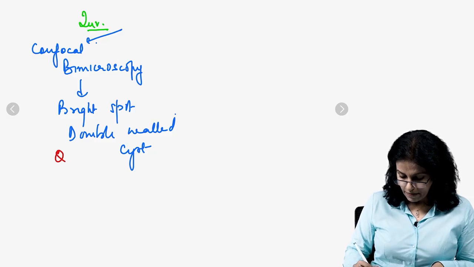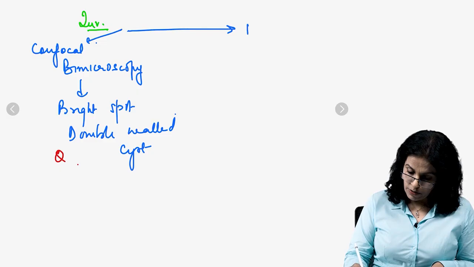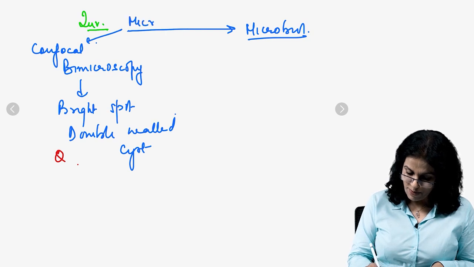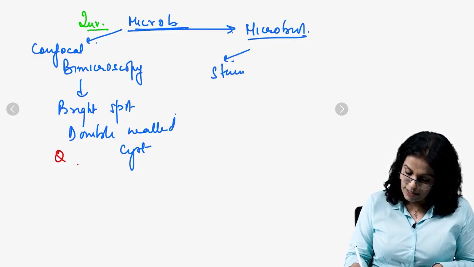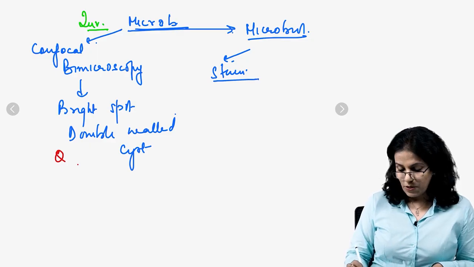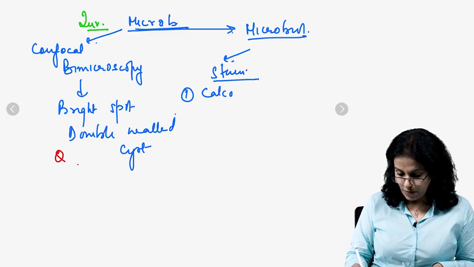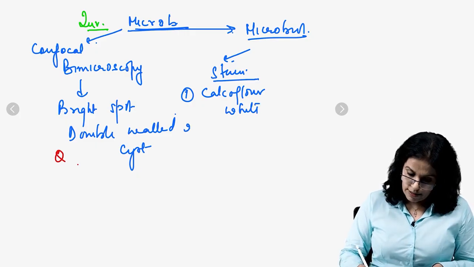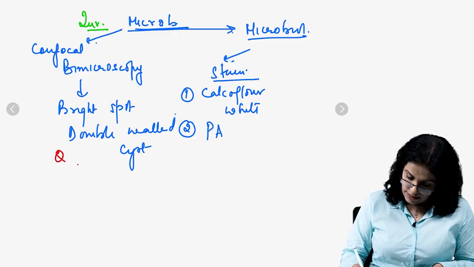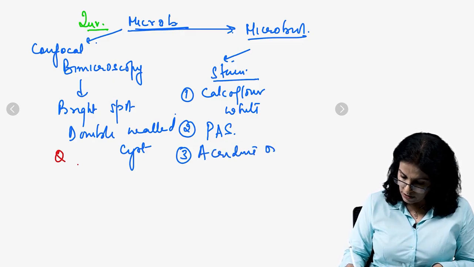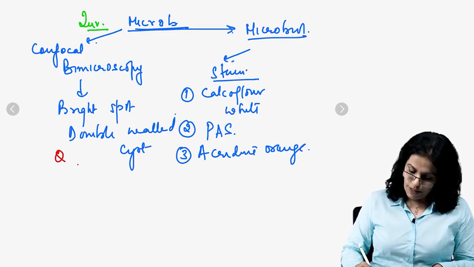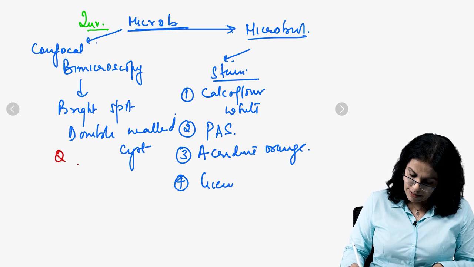Of course, apart from that, our investigation constitutes microbiological investigations. I mean to say staining and culture. When you say staining and culture, what is the stain we can use for acanthamoeba? You will answer number 1, calcofluor white. You have learned calcofluor white for fungi also, here also. Then you can also learn it can be PAS, periodic acid-Schiff. Third, you will note down acridine orange. And to complete the list, we can also note down Giemsa stain and Gram stain.